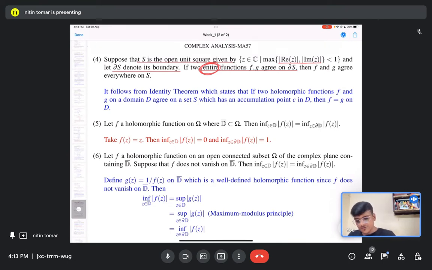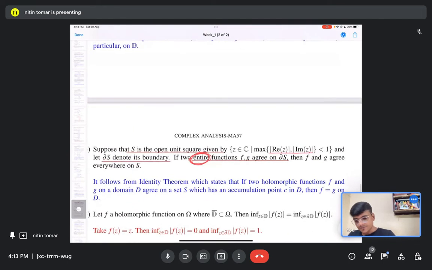So how does this question look? Where can I draw the image? Yes. So this is my complex plane, and S is some square. S is this square, and on its boundary. So this is my boundary, right?